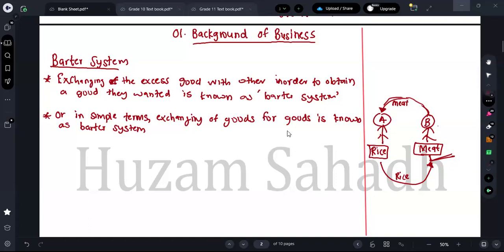Yeah, a student has asked a question. What if B doesn't want rice? Yeah, I'll come to that part. That's the next part which I'm going to explain right now. I'll come to that part. No worries. Just take this note.